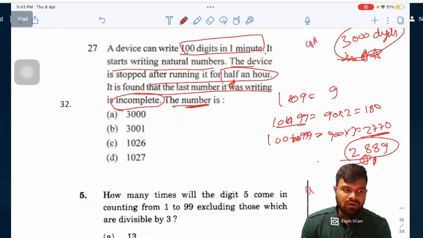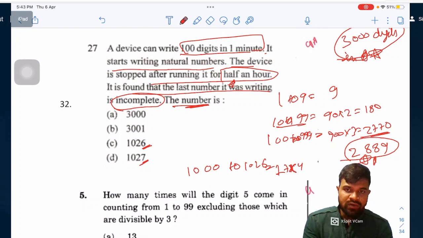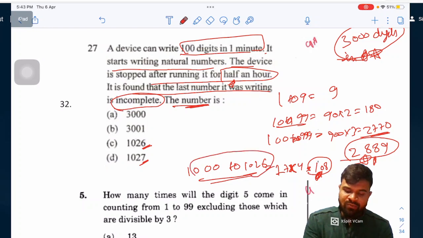Okay, now when we start from 1000, we have to check whether it is 1026 or 1027. So let us check 1026. 27 numbers are there and every number contains 4 digits. So the answer will be 27 into 4, that is 108. So 108 more digits are required to write up to 1026.